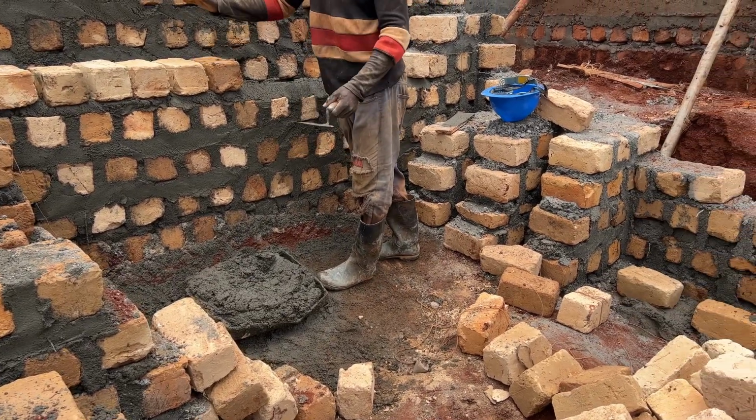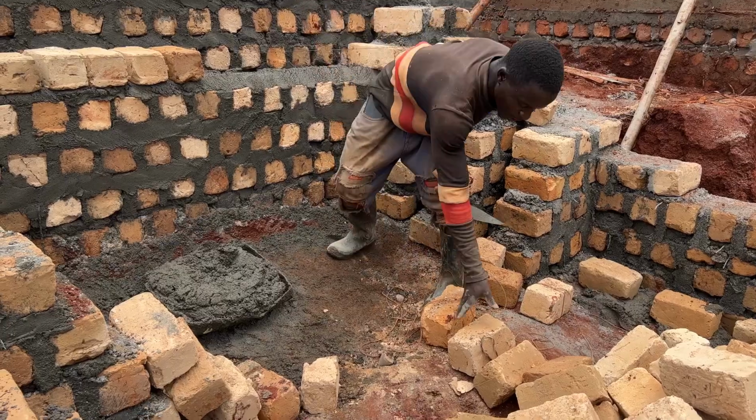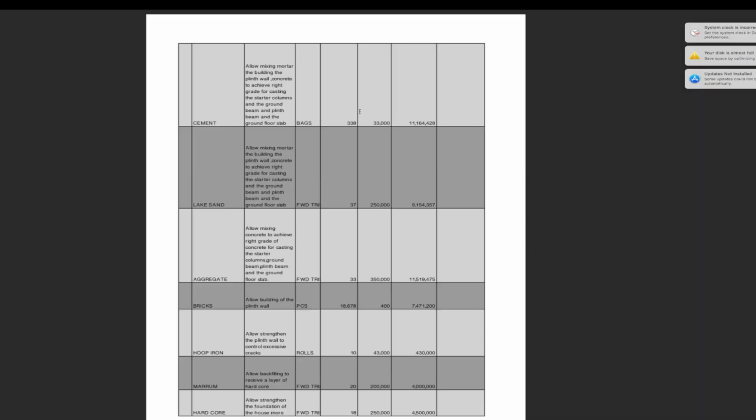So we bought 338 bags of cement, and each bag cost 33,000 shillings, and that cost us 11,164,400 shillings.